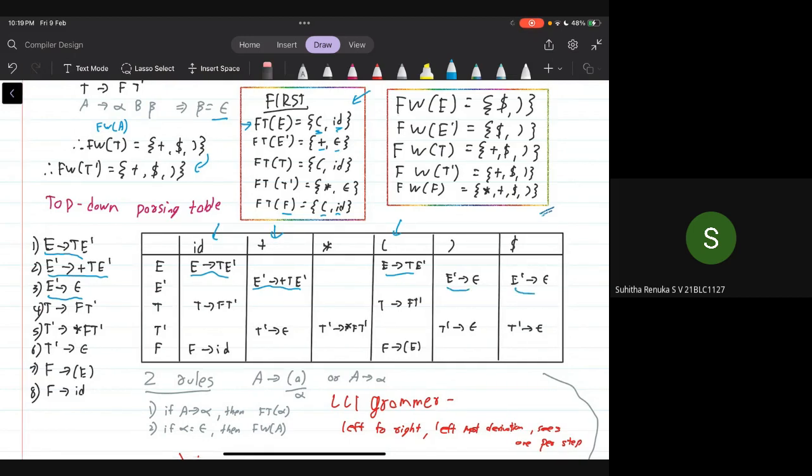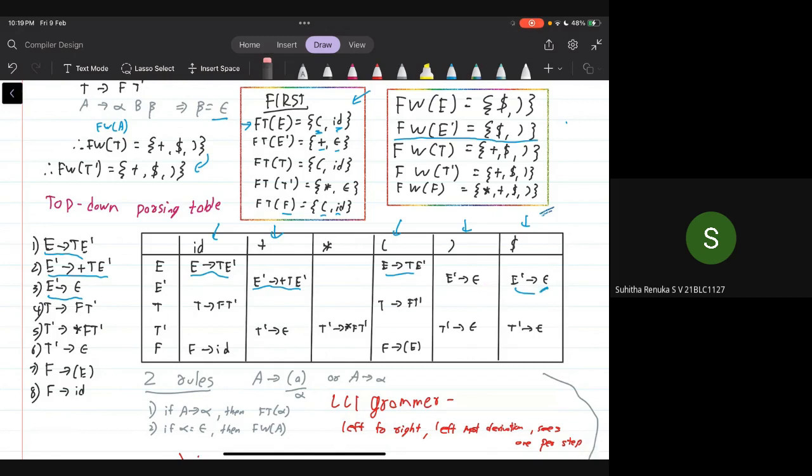How do you know where to write this? This is a question, right? Whenever you see E goes to epsilon, where do you have to write it? I haven't told you how. In order to find where to write, you go to follow of E dash whenever you see epsilon. Follow of E dash is dollar and closing bracket. So you do here and here.